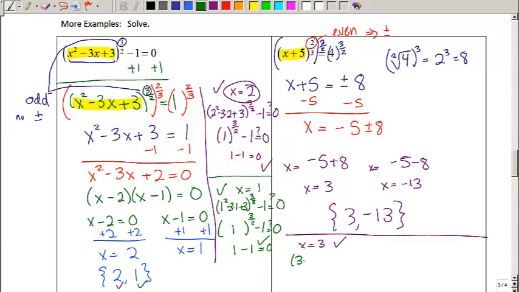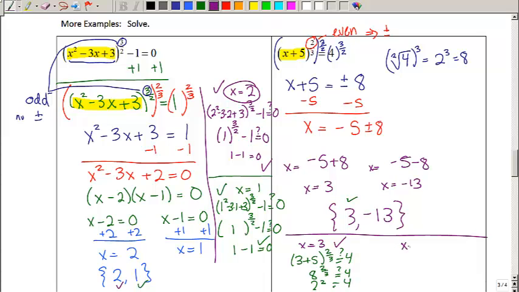Plug 3 in every time you see x in the original equation. And I hope that this equals 4. I put a question mark because I'm not sure. So I have 8 to the 2/3 is supposed to equal 4. The cube root of 8 is 2, and 2 squared does equal 4. Okay, this actually does check out, so 3 does check.